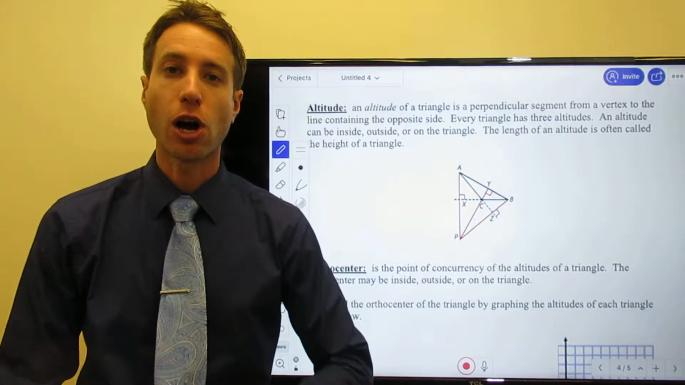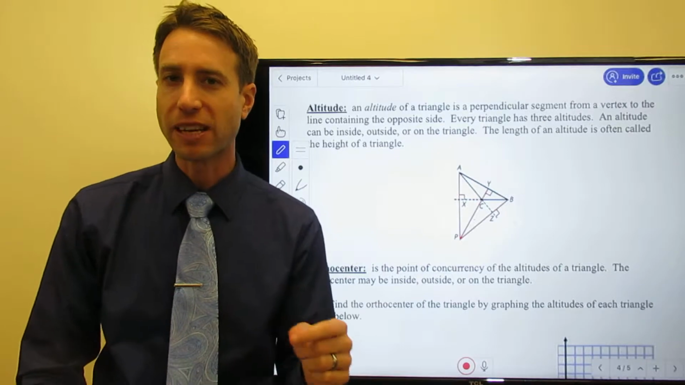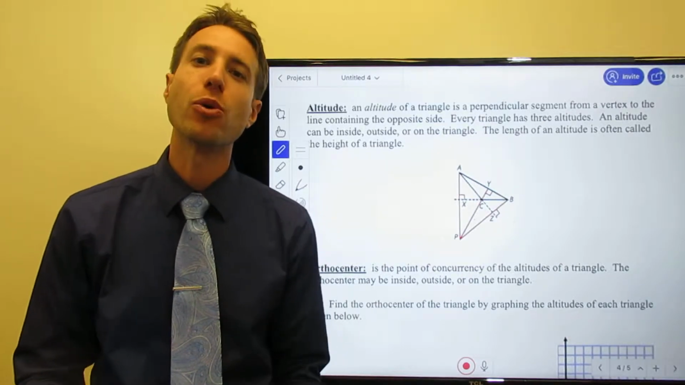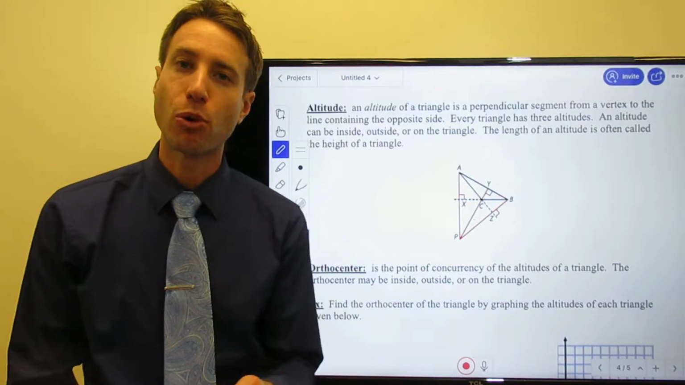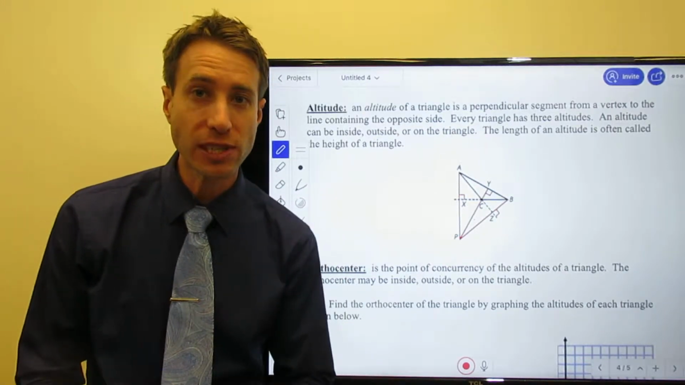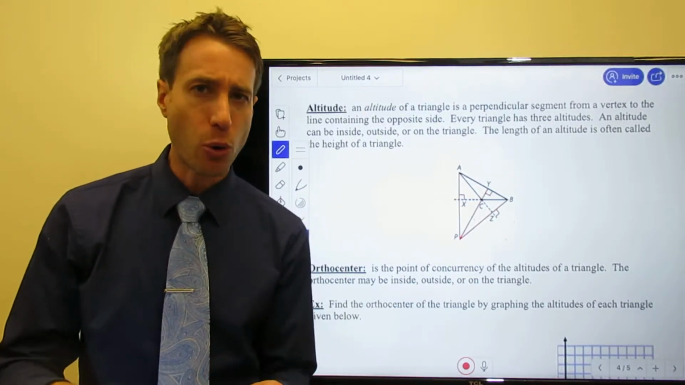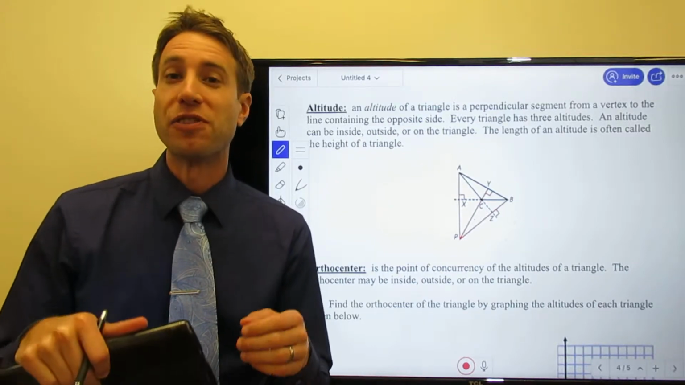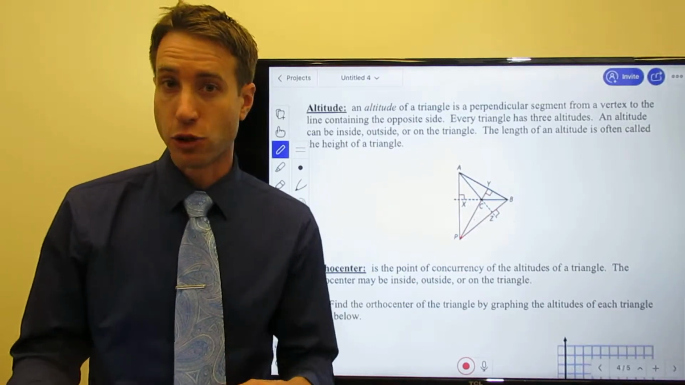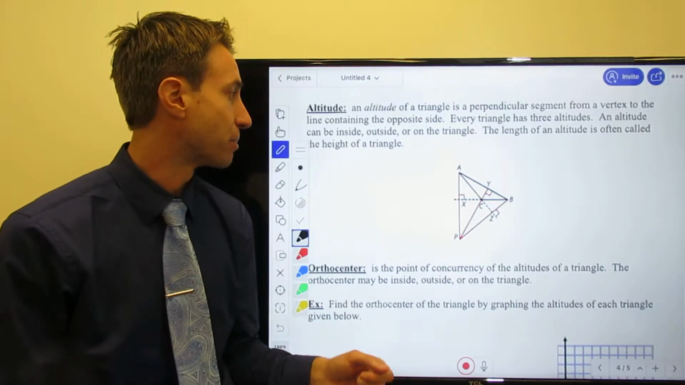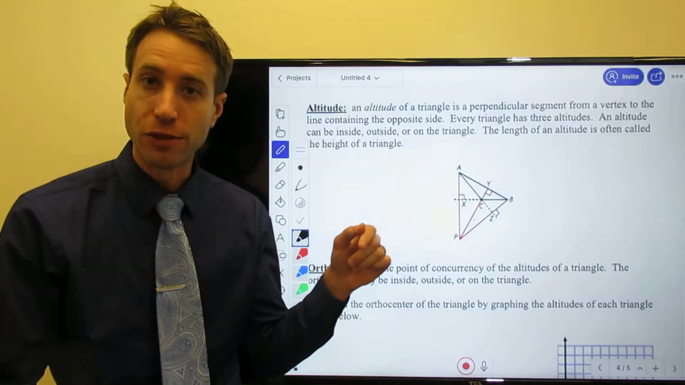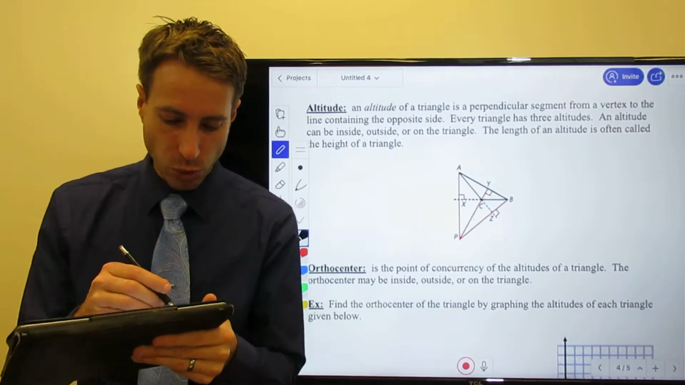What we're going to do is talk about our final point of concurrency, which is known as the orthocenter. The way that you find this point of concurrency called the orthocenter is by finding the point of intersection for the altitudes of a triangle. Altitude is also just really a fancy way of simply saying the height of the triangle. Let's talk about the way this works.